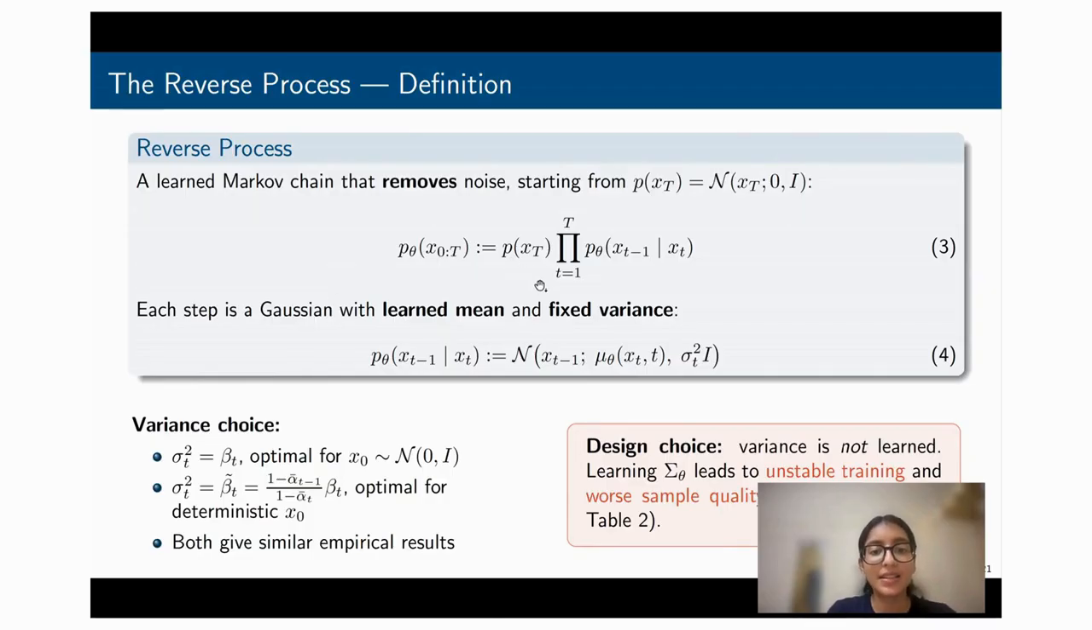We notice that the variance is not learned. This is a deliberate design choice, and we'll see in the ablation results that learning it actually hurts and causes unstable training. The two sensible choices for sigma t squared are beta t or beta tilde t. Empirically, they both perform similarly, and the paper chooses beta t as sigma t squared.